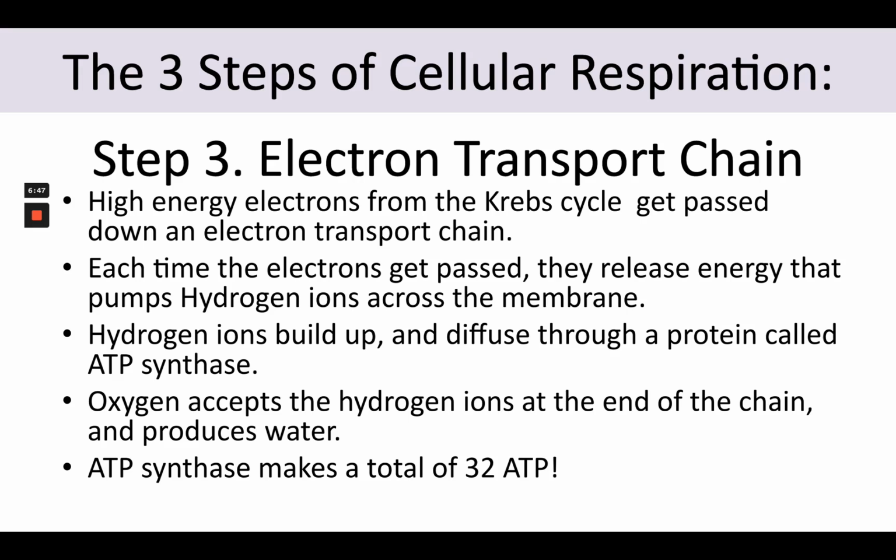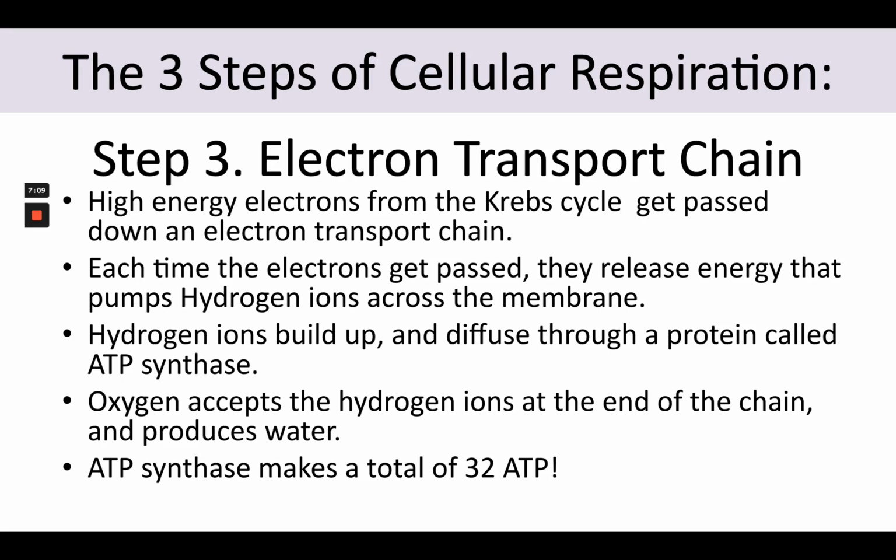We get these high energy electrons. Remember, electrons are the part of the atom zipping around the very outside that cause chemical reactions and bonding to occur. Well, the body has figured out a way to use those electrons to produce more ATP by utilizing the energy that's in them. And so these high energy electrons from the Krebs cycle get passed on to the electron transport chain.